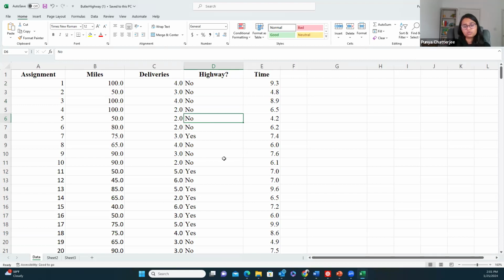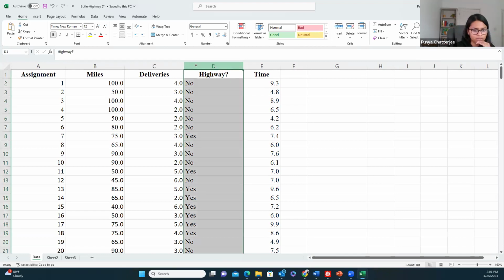So what we have to do is create something called a dummy. Whenever we have a categorical independent variable, we have to express it numerically through a dummy. So the first thing we're going to do is create another column where we write down our dummies. To do that, we select the D column, the highway variable, the full column, and then right click if you're using Windows, or control plus right click if you're using a Mac.